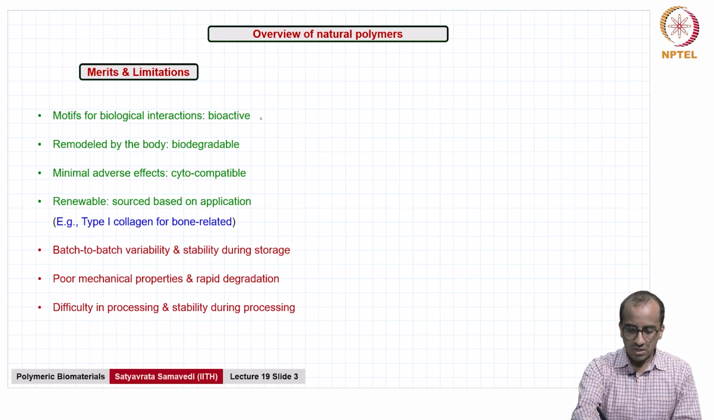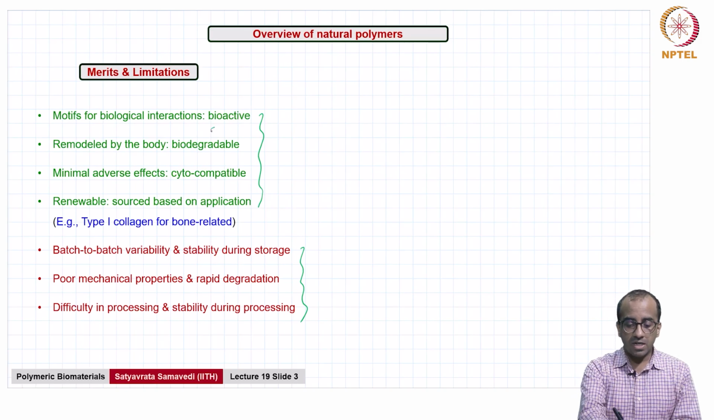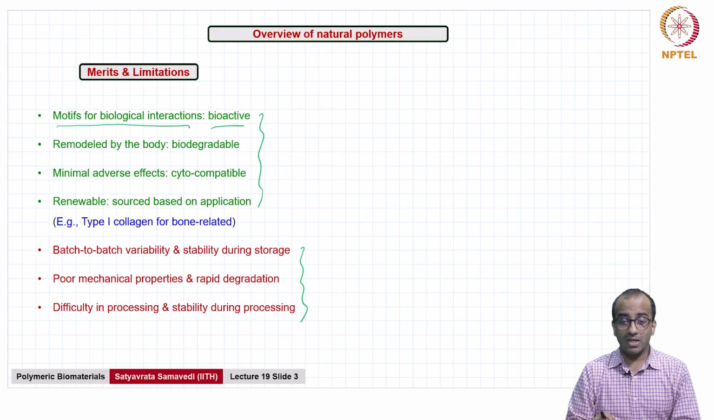So, this list is familiar to us. We have seen both merits, which are listed in green here, and perhaps some limitations of natural polymers. We have seen that many natural polymers can be considered bioactive because they have motifs for biological interactions. These are perhaps sequences that could be recognized by cells, for example, which can help cells attach to specific surfaces.